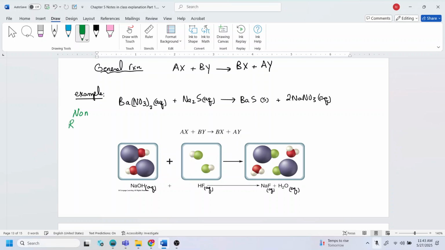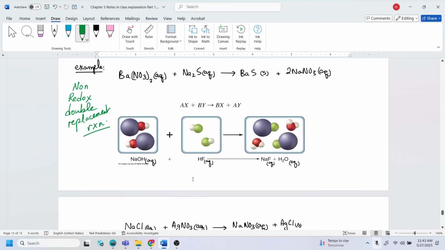So it's a non-redox double replacement reaction. Okay, so here I'm starting with barium nitrate. I'm reacting it with sodium sulfide. I get barium sulfide and sodium nitrate. So you can easily see that I am replacing both substances in there. So that is going to be a double replacement reaction.